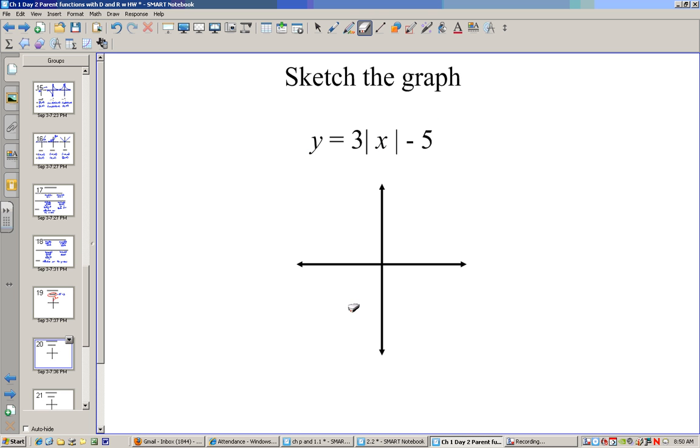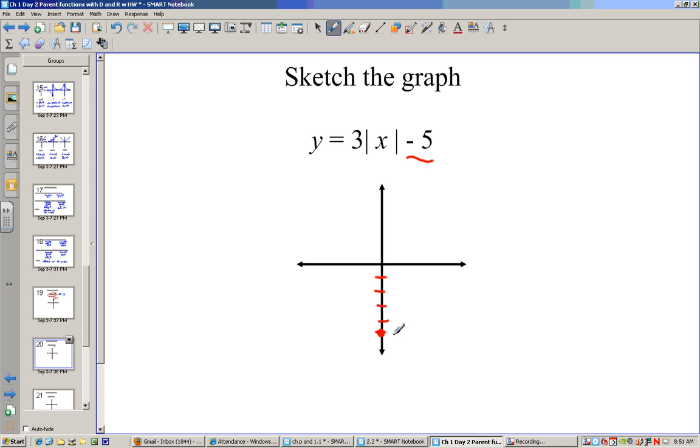All right, now sketch this graph. The minus 5 is a shift down, and the 3 is going to be a vertical stretch. Now, vertical stretches are hard for some people to understand, and we'll actually get a better understanding as the semester goes along. But let's start with going down 5. 1, 2, 3, 4, 5. So the vertex, instead of being at 0, 0, is now negative 5. Now we're going to stretch it vertically.